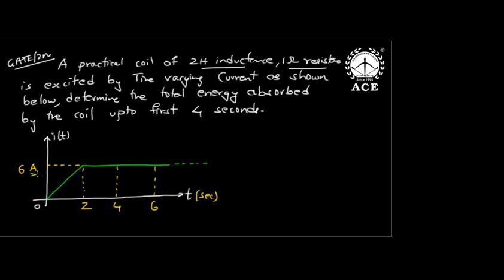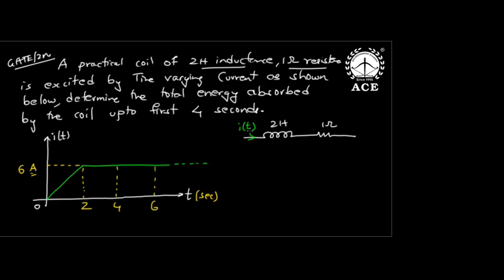Everybody, please understand. A practical coil of 2 Henry inductance and 1 ohm resistance is excited by a time varying current as shown. Now listen carefully. What does a practical coil indicate? A practical coil has some internal winding resistance, and in lumped parameter we show it separately. This is 2 Henry inductance and 1 ohm resistance, and this is the current function going through the coil.